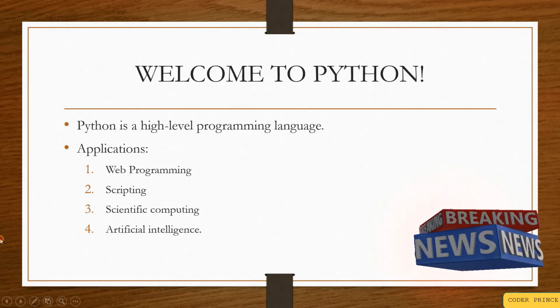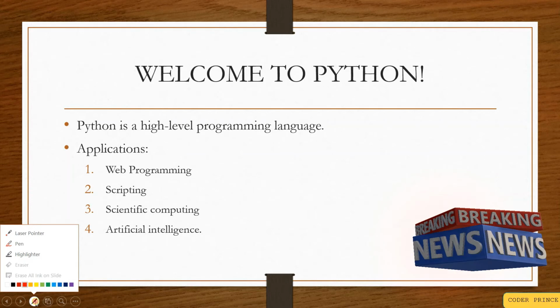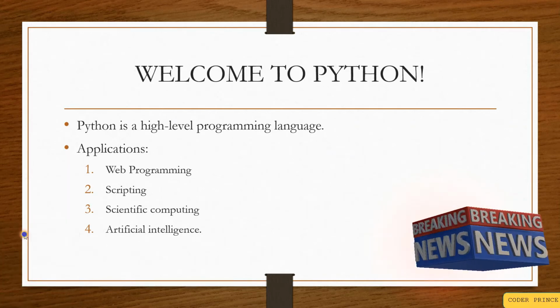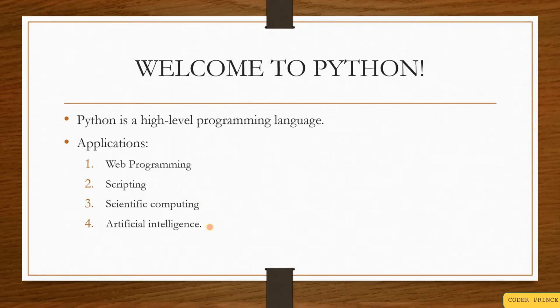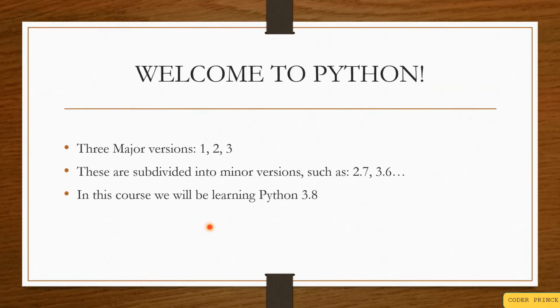Python is very easy to learn because of its more English-like syntax. Python is being applied in various fields such as web programming, scripting, scientific computing, and artificial intelligence, and many more. There are three major versions of Python: 1, 2, and 3. These are subdivided into minor versions such as 2.7, 3.6, etc. In this course, we will be learning Python 3.8.